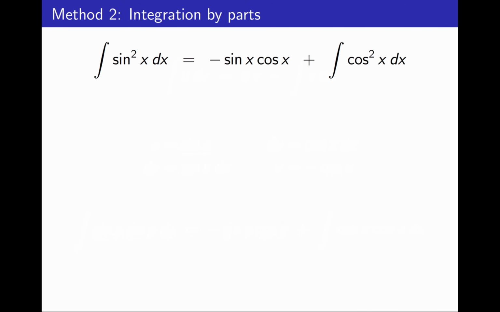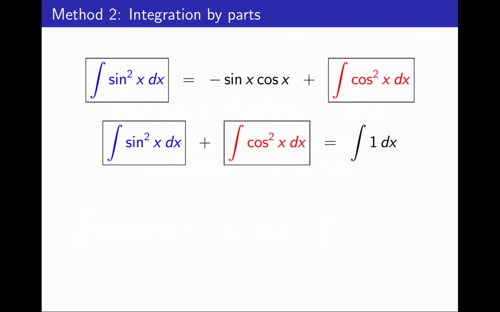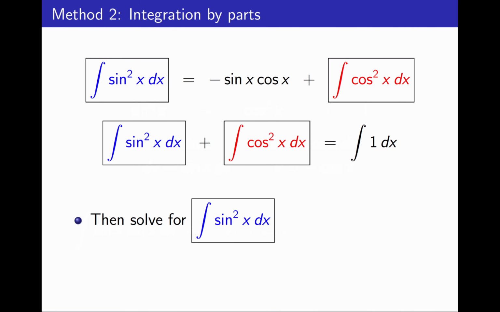How does this help me? I know another relation between sine square and cosine square. They add up to 1, so their integrals add up to the integral of 1, which we can easily compute. And now look at that. I can think of this as a system of two equations, and I can solve for the integral of sine squared. I won't finish it. I trust that from this point you see that we can get to an answer.